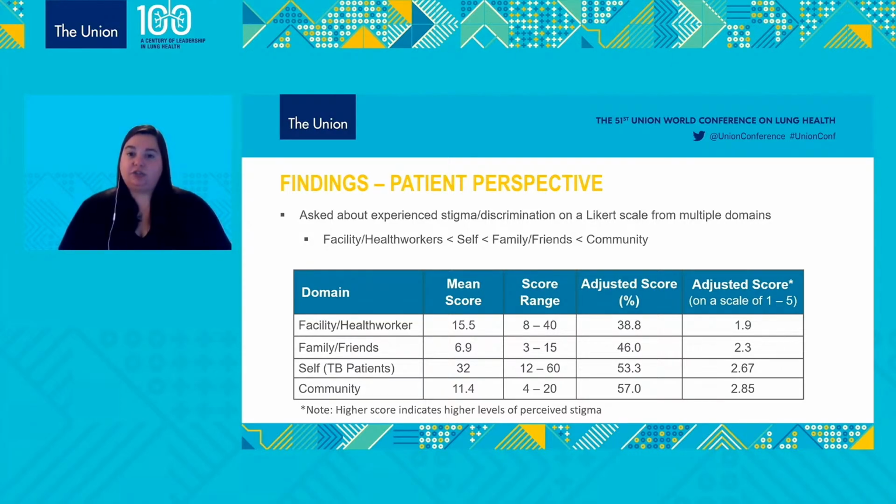So in looking at their responses to these statements, the Likert scale questions were then converted into scores for each of these 4 domains. And they were adjusted on a scale of 1 to 5, with higher scores indicating higher levels of perceived stigma. So as you can see in the table, the highest scores were actually found in stigma or discrimination coming from the community level, which had an adjusted score of 2.85. This was then followed by self-stigmatizing attitudes among TB patients themselves, and then stigma from close friends and family, and then stigma from healthcare workers with the lowest scores there.